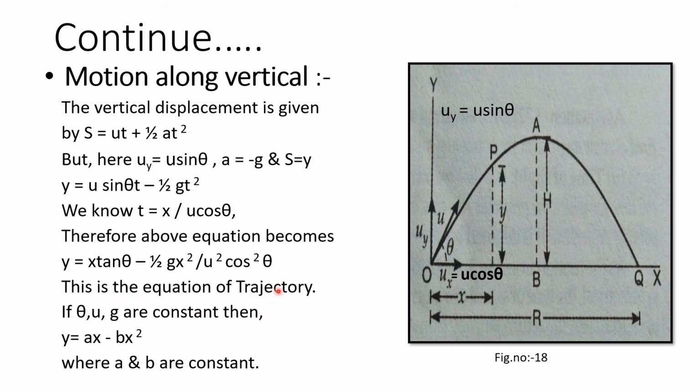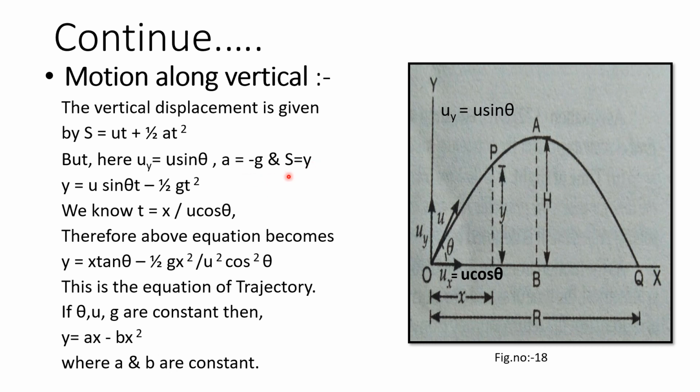Now the equation of trajectory depends upon a number of factors. Here it depends upon distance x. It also depends upon angle of projection theta. It also depends upon the value of g. It means the velocity of projectile along vertical direction is decreasing due to the effect of gravity.